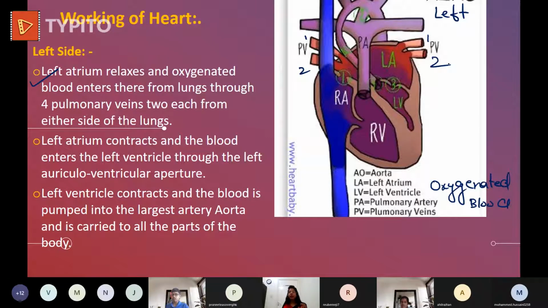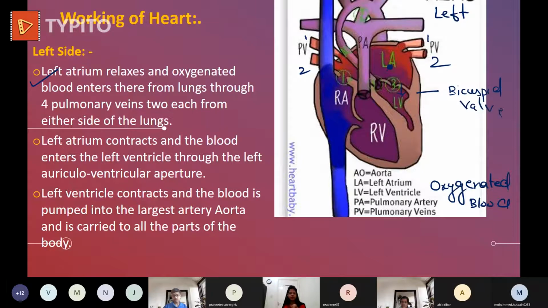So in the beginning the left atrium will relax and be filled with the oxygenated blood from the lungs through pulmonary veins. There are four pulmonary veins. They will pour their blood right here, and then the second step will start: the auricle, the left atrium, will contract, and all the blood from the left atrium will come to the left ventricle through the bicuspid valve.